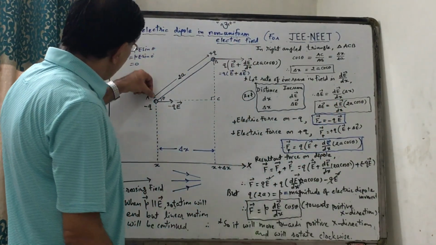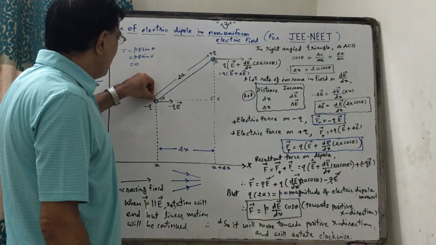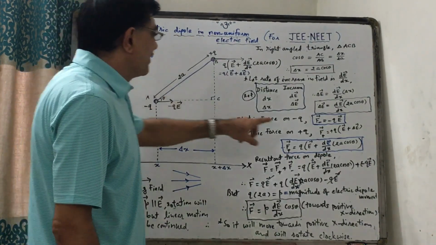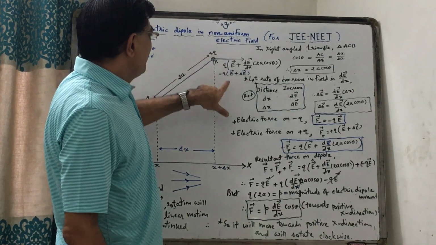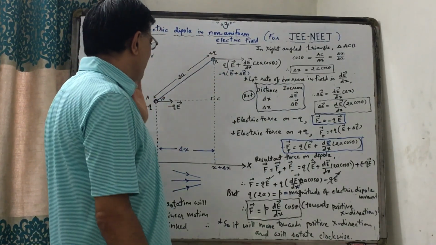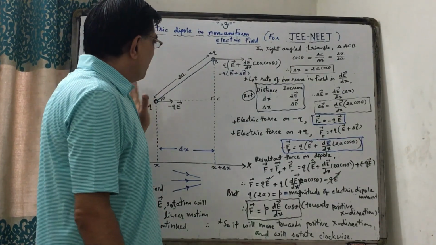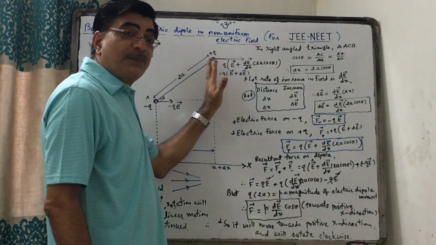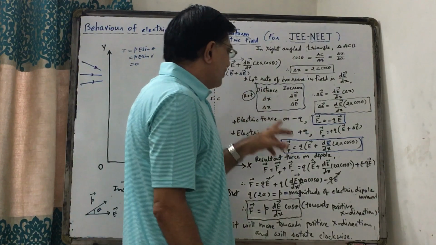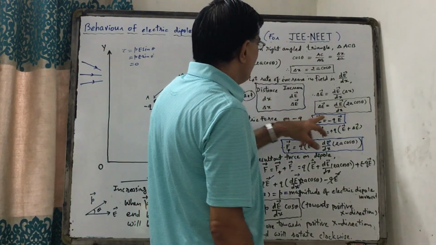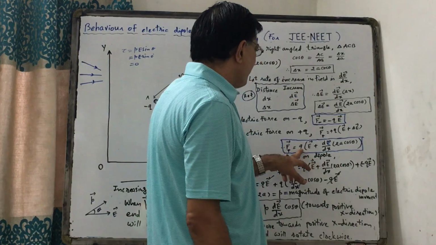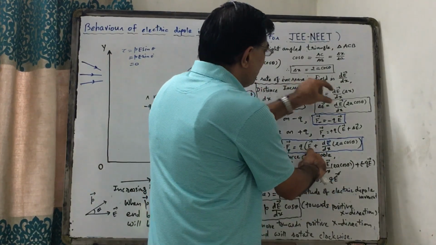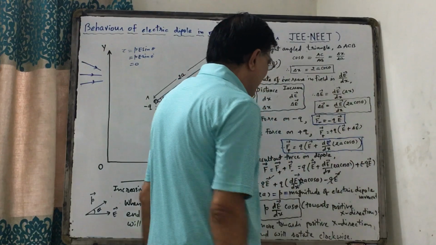Now what is the force on minus Q? Here the electric field is E, so the force is minus QE. What is the force on plus Q? It is Q into E plus delta E, because here the electric field was E, but here we have considered it to be E plus delta E. But we know that delta E equals dE by dx into 2a cos theta. So putting the value, Q into E plus d vector E by dx into 2a cos theta.